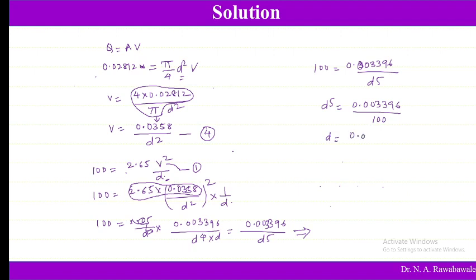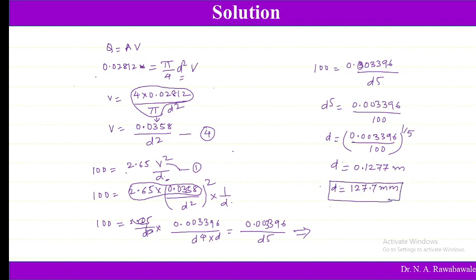So d is equal to 0.03396 divided by 100, to the power of 1 by 5. So we get the diameter d is equal to 0.1277 meters, or the diameter we can write as 127.7 mm, which is the diameter of the pipe through which this liquid is flowing.